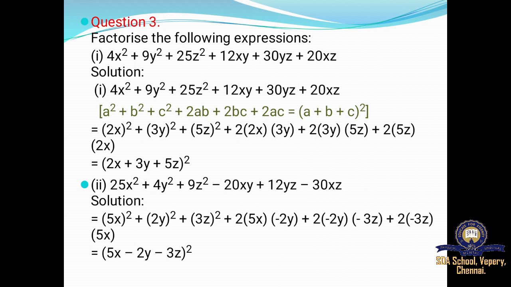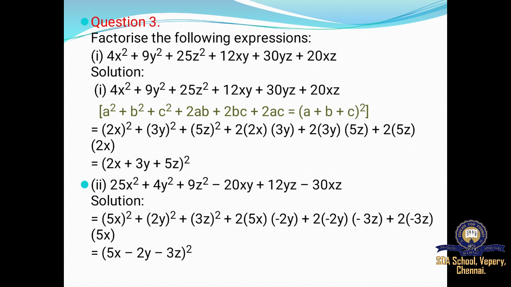Okay, moving on to the second subdivision. What is the question? 25x square plus 4y square plus 9z square minus 20xy plus 12yz minus 30xz. Again, this can be written in this format. Which format? In this identity. Which identity? a square plus b square plus c square plus 2ab plus 2bc plus 2ac equals a plus b plus c the whole square.